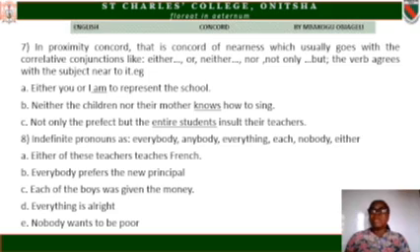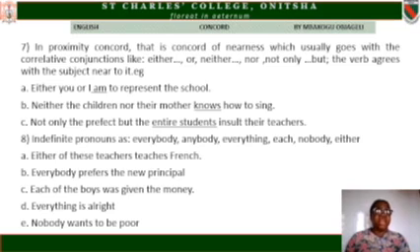Another rule, rule 8. Indefinite pronouns. There are pronouns we call indefinite. Indefinite means they are not definite. You don't know the person being discussed or the person we are talking about. Pronouns like everybody, anybody, everything, each, nobody, either, not either or, but only either here. When we have such indefinite pronouns, they usually enter into agreement with singular verbs.